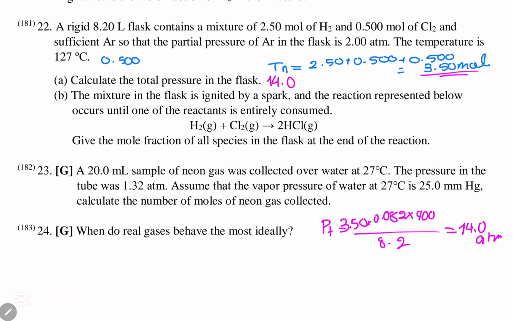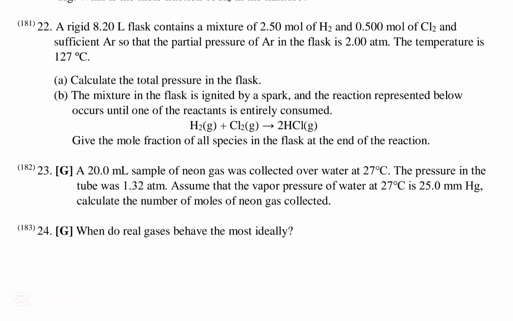Okay, now on part B, what does it say? It says the mixture in the flask is ignited by a spark, and the reaction represented below occurs until one of the reactants is entirely consumed. Give the mole fraction of all species in the flask at the end of the reaction. So here we need to first of all find our limiting reagent. Let's take the number of moles. Argon does not react, but you should keep in mind that it has 0.500 moles. It contributes to the total number of moles. So looking at our given, we have 2.50 moles of H2, 0.500 moles of Cl2.